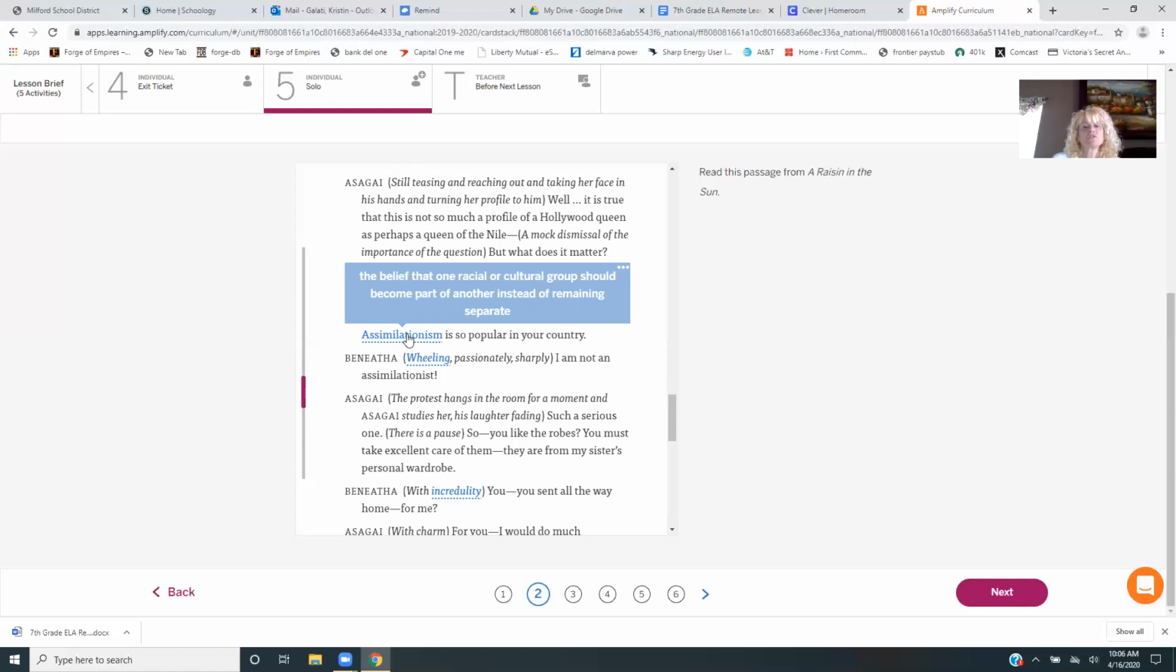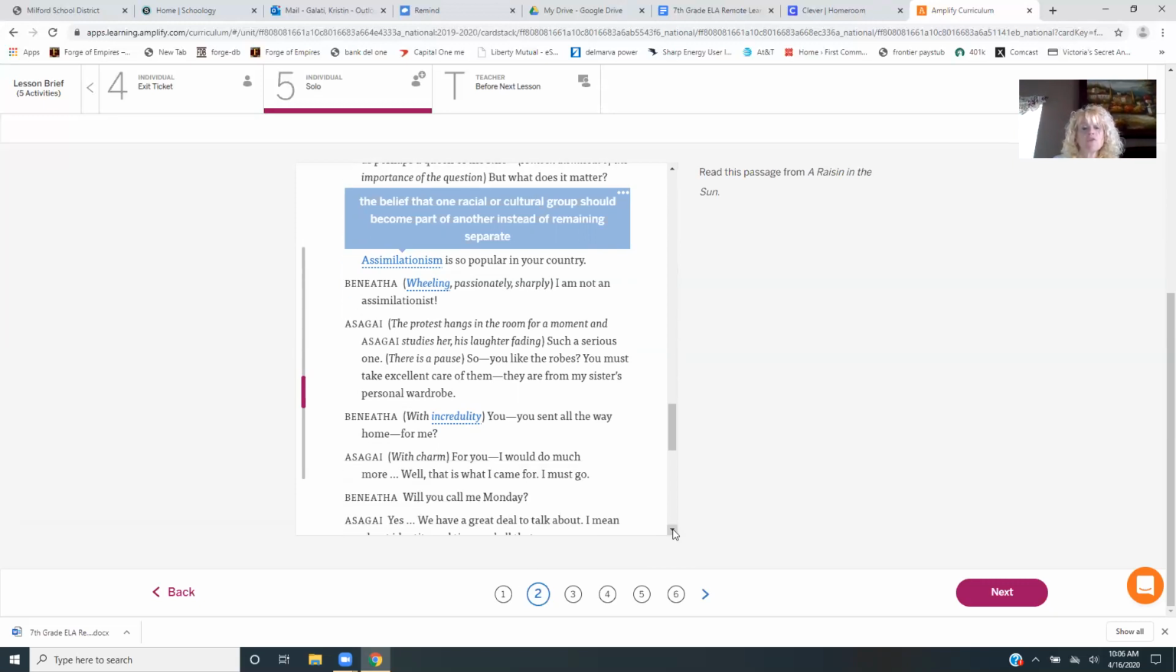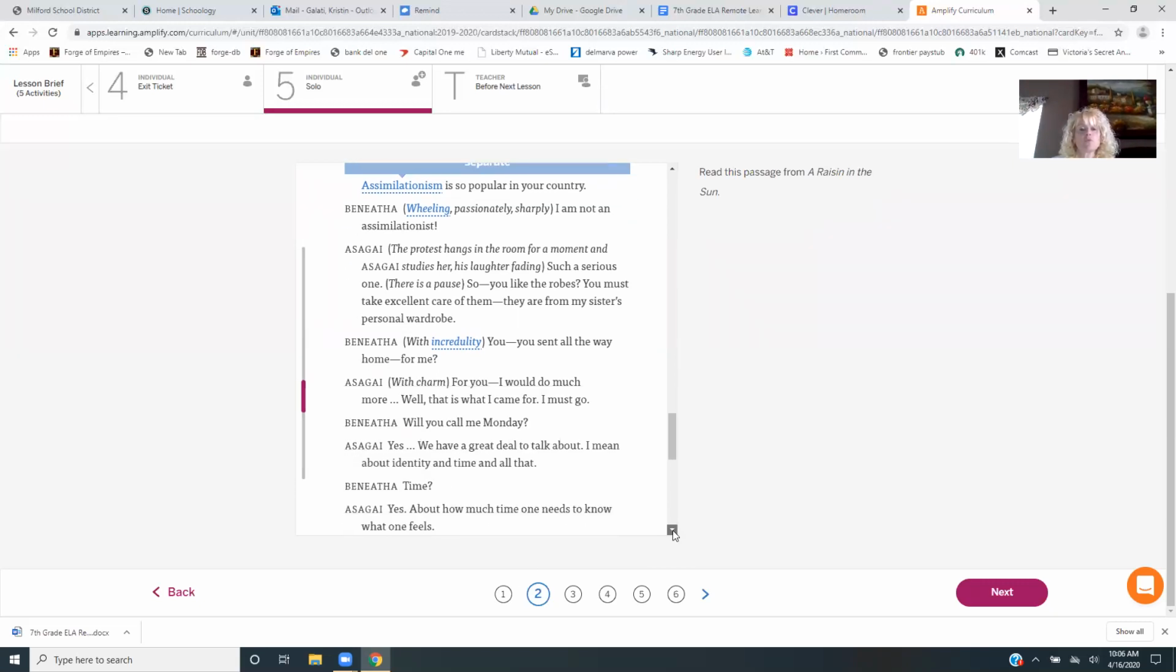Beneatha, wheeling passionately, sharply, I am not an assimilationist. He says. The protest hangs in the room for a moment, and Asagai studies her, his laughter fading. Such a serious one. So, you like the robes? You must take excellent care of them. They are from my sister's personal wardrobe. Beneatha, with incredulity. You sent all the way home for me? He says with charm, for you, I would do so much more.